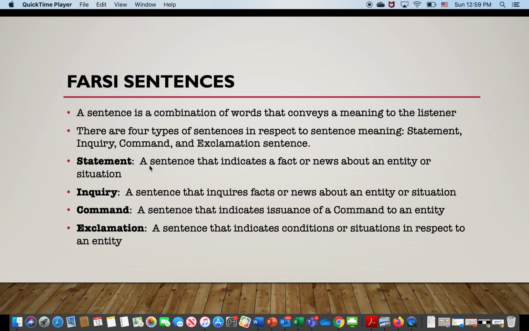We have a statement, we have inquiry, command, and exclamation. So, a statement is a sentence that indicates a fact or something about an entity or an event to us, and inquiry is asking some information about an entity or an event or situation, and command is a sentence that indicates a kind of command or order to an entity. An exclamation is expressing a kind of condition or situation regarding an entity or an event. So these are the types of sentences we have in Farsi language, which is simple, very similar to English.